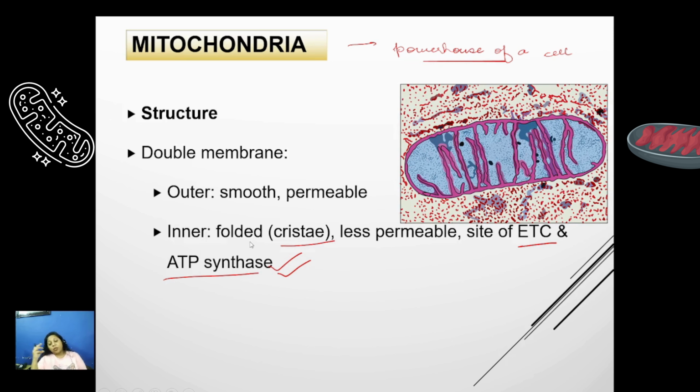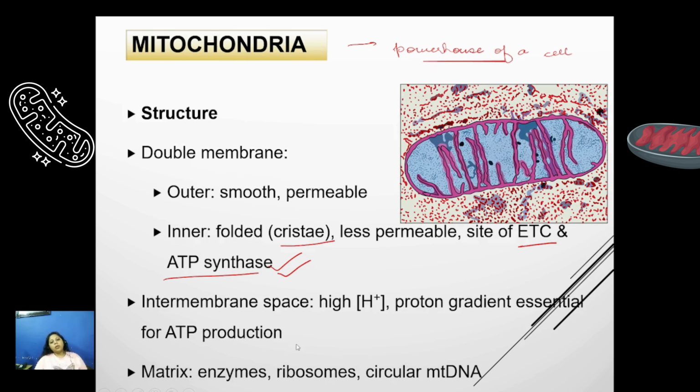ATP is actually the energy unit in our body, and we make energy in the form of ATP, adenosine triphosphate. When the bonds break for ATP, the energy is generated. You need to learn this first, that whenever the bond breaks, energy is released. You must have read in other subjects like chemistry that bond breaking is an exothermic process, while bond making is an endothermic process. The intermembrane space has a high proton gradient, essential for ATP production, and we will discuss this in detail in electron transport chain.